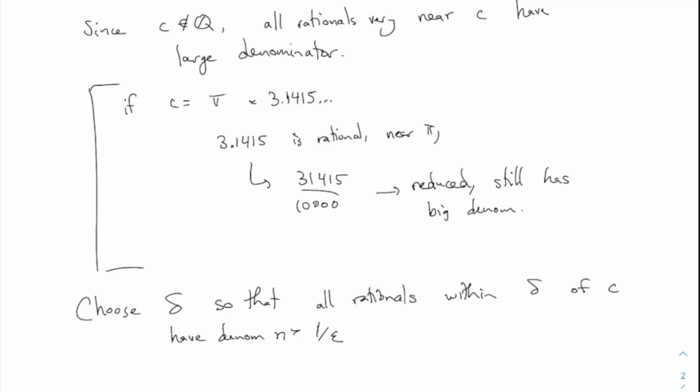So I'm going to choose the delta to be so small that all the rationals near C have denominator bigger than 1 over epsilon. If epsilon is really small, this is going to be really big. But no matter how big that number is, it is a fact that all the rationals within a certain distance will have super big denominators. So you can do this.